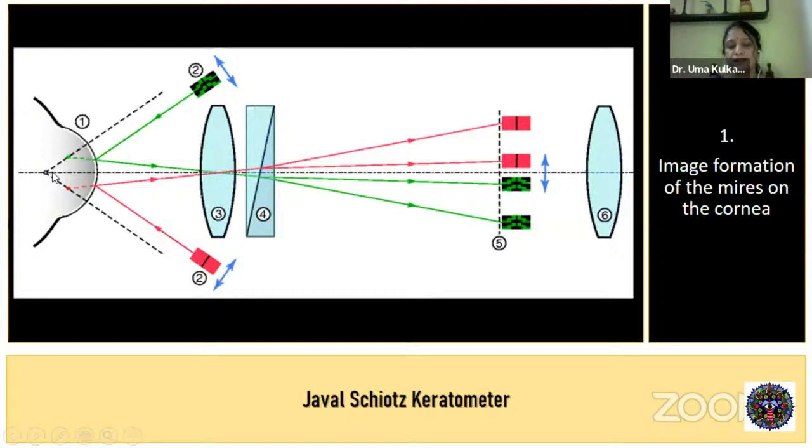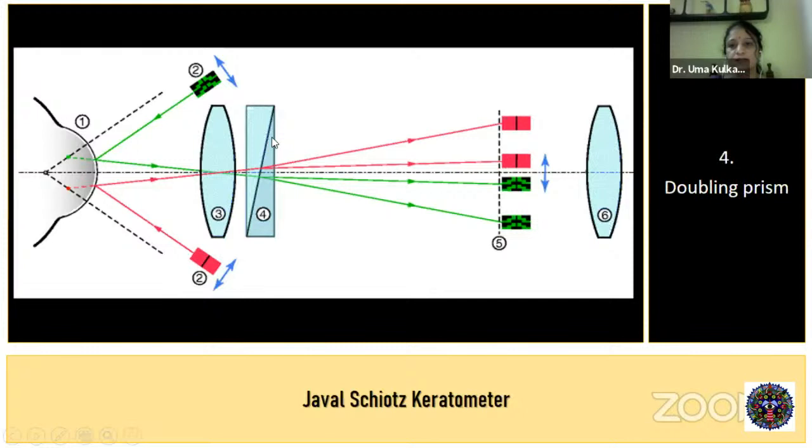Now, two are the Mires. One is the green one, which is shown here. The other one is a more squarish one, which is seen here. And there's a system to move these on the arch, which we saw just now in the previous scene. This is the objective lens through which rays of light are passed into the prism system. So this is the prism system. This is a doubling prism.